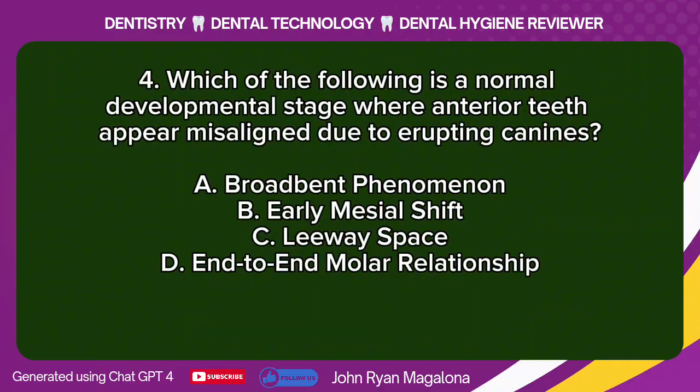4. Which of the following is a normal developmental stage where anterior teeth appear misaligned due to erupting canines? A. Broadbent phenomenon. B. Early mesial shift. C. Leeway space. D. End-to-end molar relationship. Answer: A. Broadbent phenomenon.